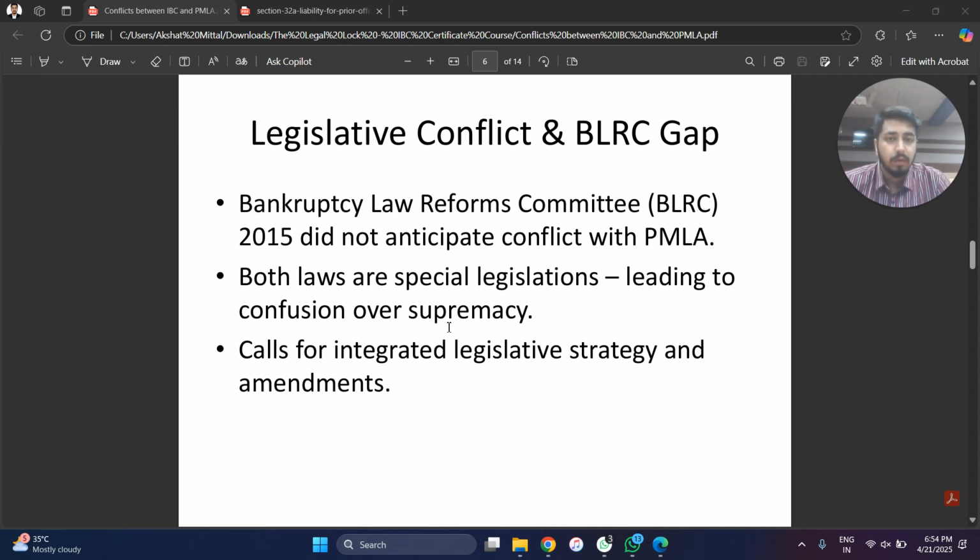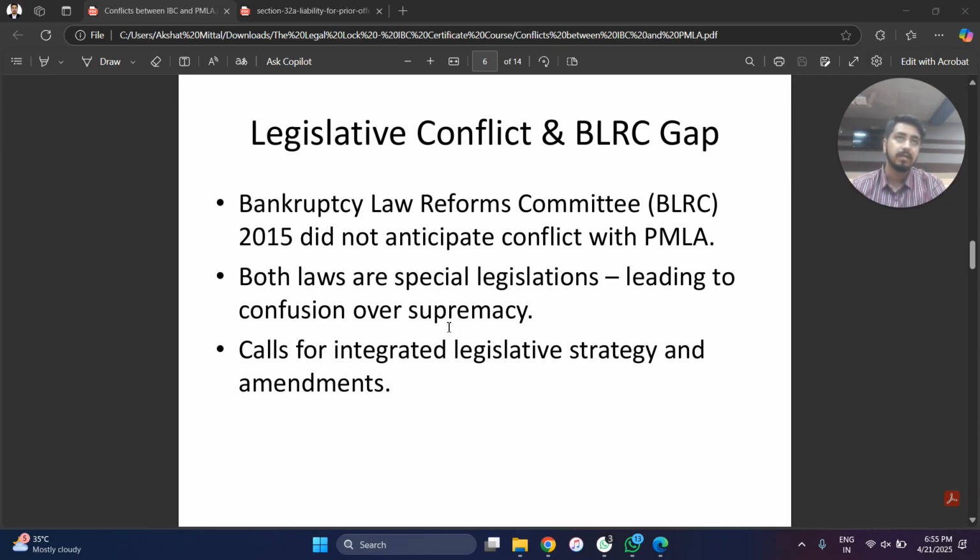So this particular conflict of IBC with PMLA was not foreseen by the BLRC committee as well. These two legislations, both are special legislations, and that makes the situation more tricky, because if you see a few of the landmark Supreme Court judgments, they say whenever there is an issue with regards to the overlapping jurisdictions of two statutes, the Supreme Court is always of the view, firstly, that a special legislation should override the general legislation, and if there are two special legislations, then the later one shall prevail.